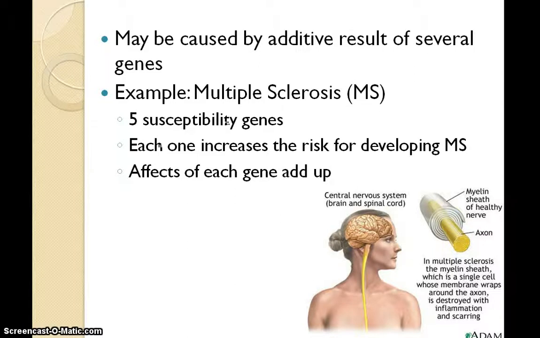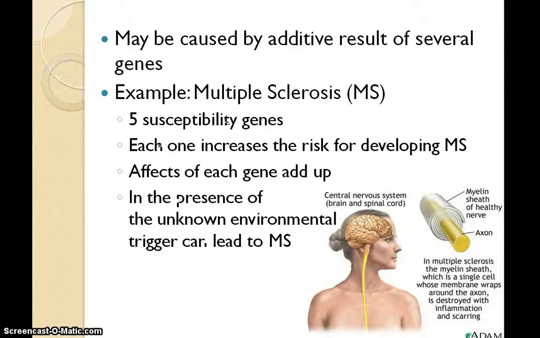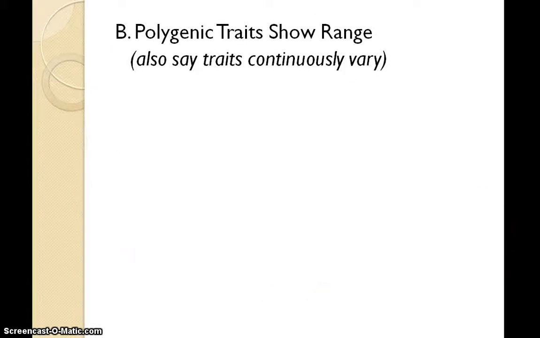This would also, though, be considered a multifactorial trait because not only are there several genes contributing to it, but there's also an environmental component. So this disease is triggered by some environmental aspect. So we have a polygenic trait with an additive effect, and we have a multifactorial trait because it's genes plus the environment.